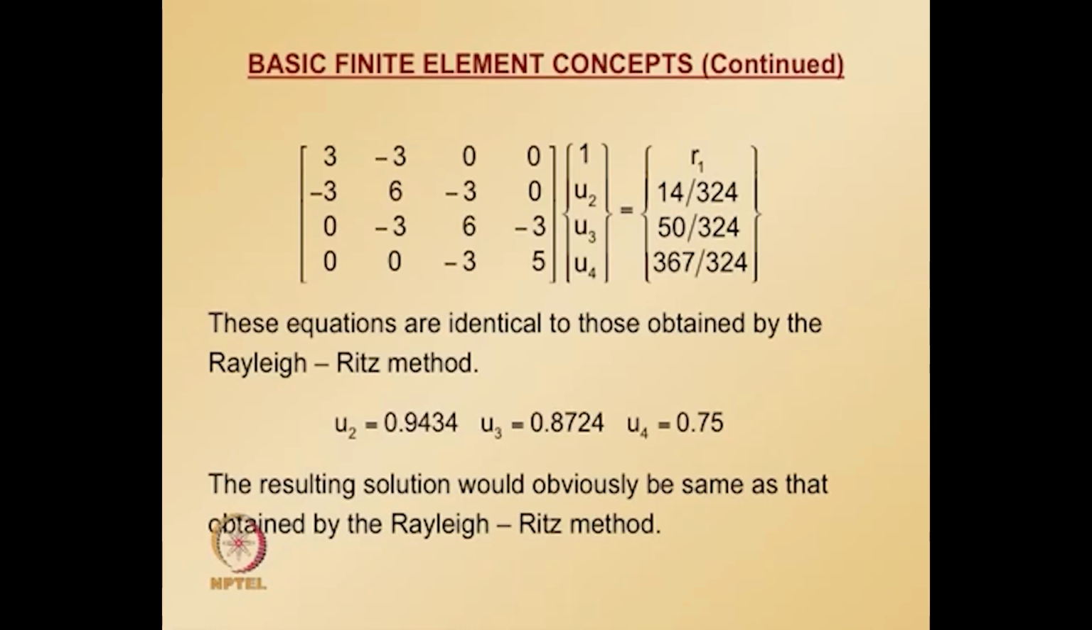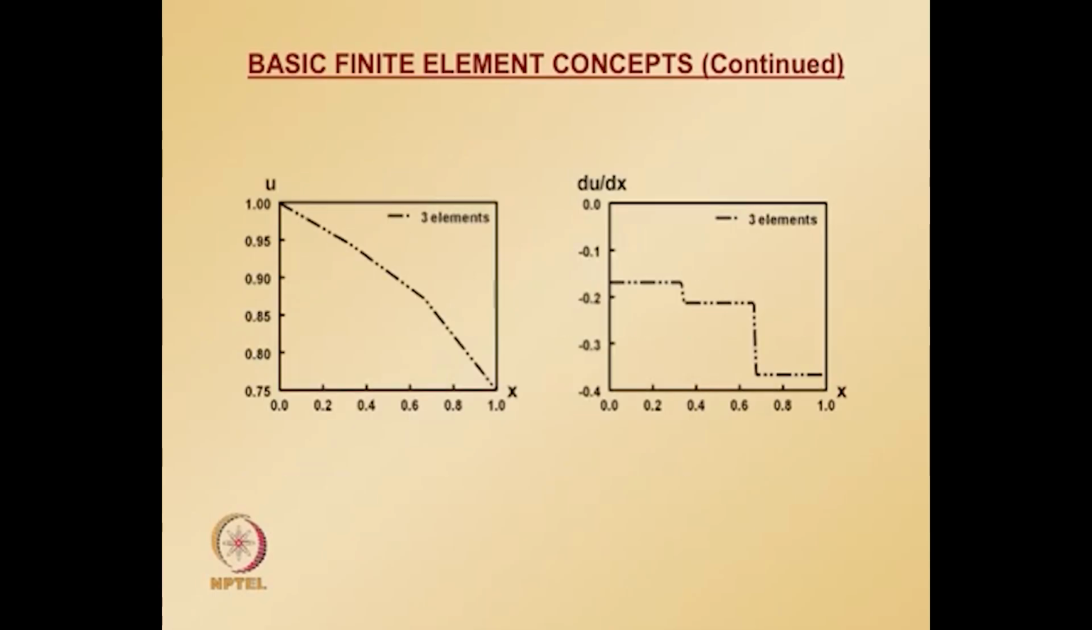We get this equation system. And if you compare this with what we got using the variational method, this is exactly the same equation system. These equations are identical to those obtained using the variational method or Rayleigh-Ritz method. So, solving this equation system by partitioning of matrices, you get U2, U3 and U4, and the rest of the procedure is the same. You can go to each element and find the element solutions and then plot the approximate solution and the derivative of the approximate solution. Okay, we will continue in the next class.